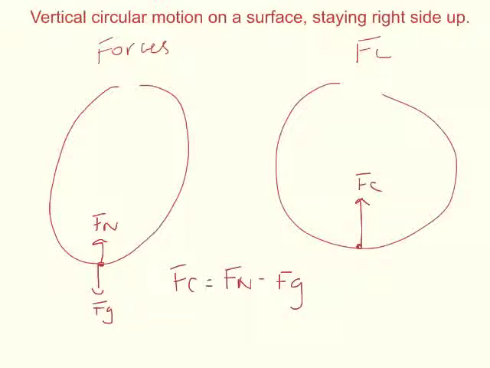Now we need to talk about the top of the Ferris wheel. We would have Fg pointing down. You're in a car, so your normal force still points up, and Fc would point down. So we have Fc equals Fg minus Fn, exactly like the car at the top of the hill and at the bottom of the hill.